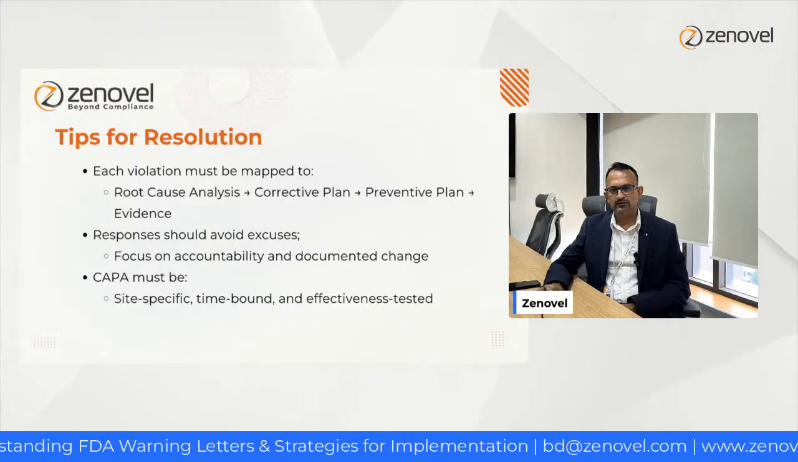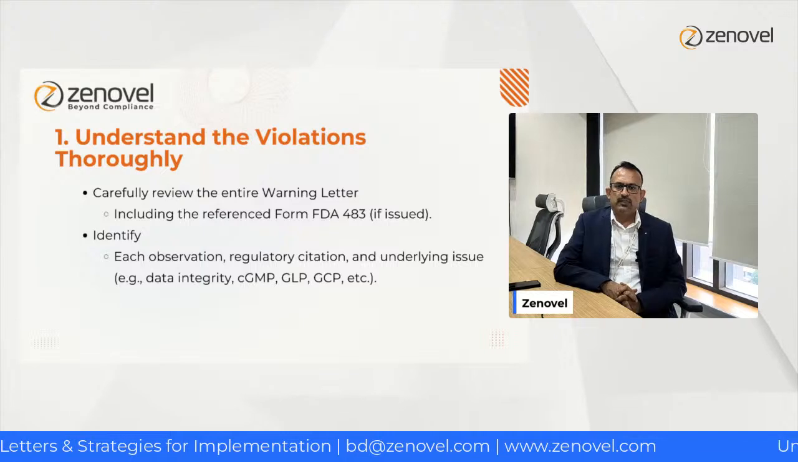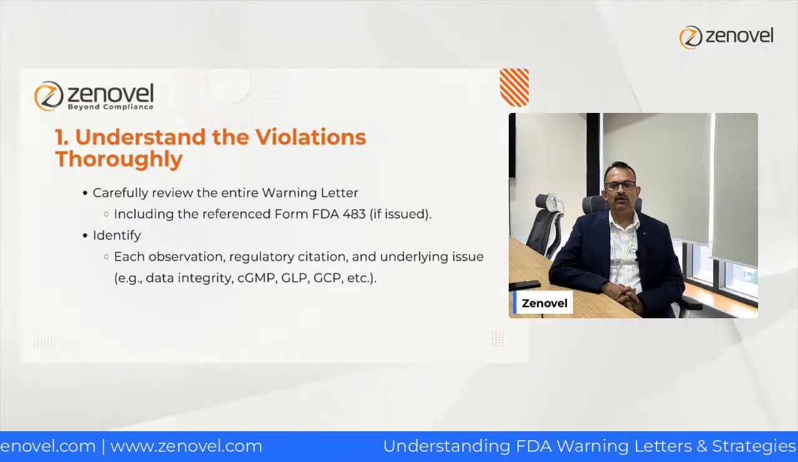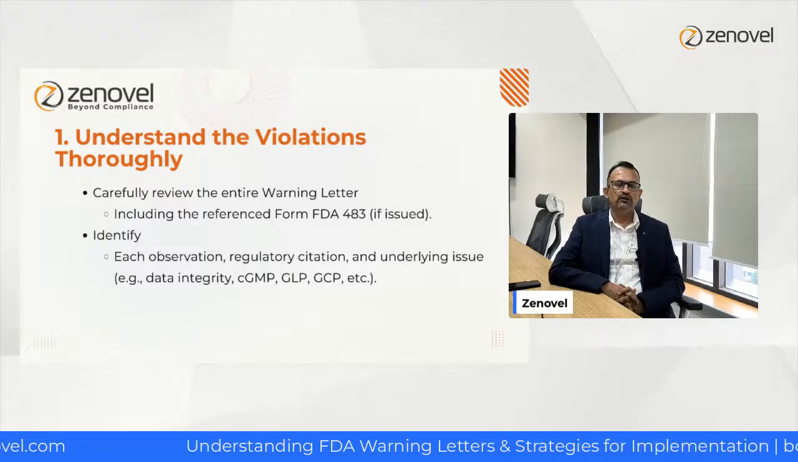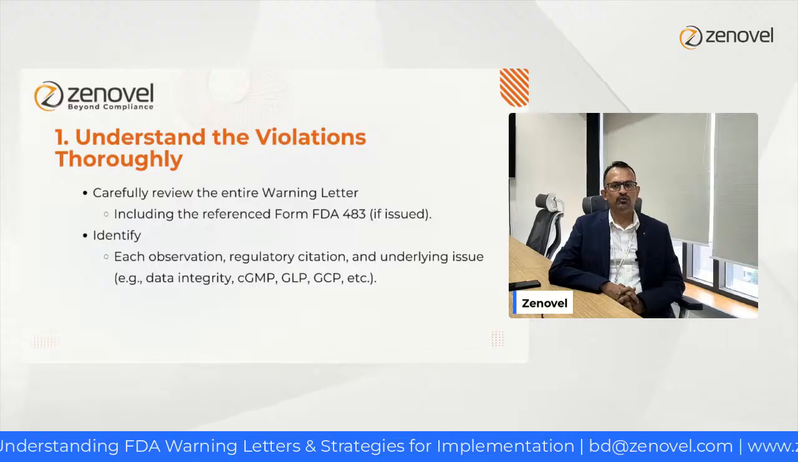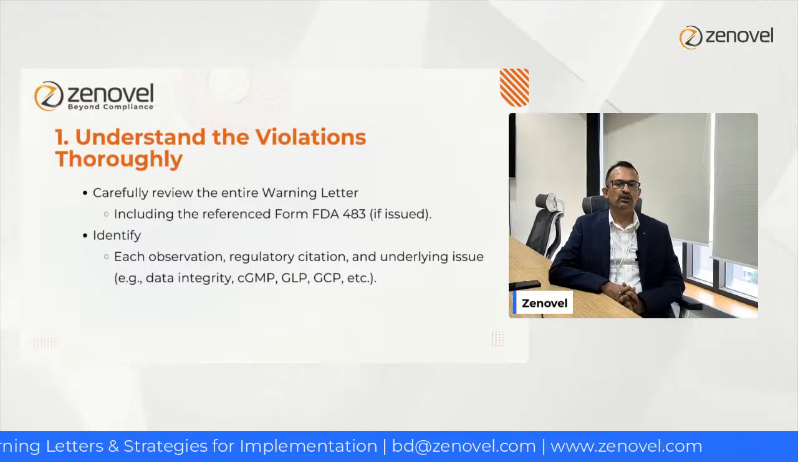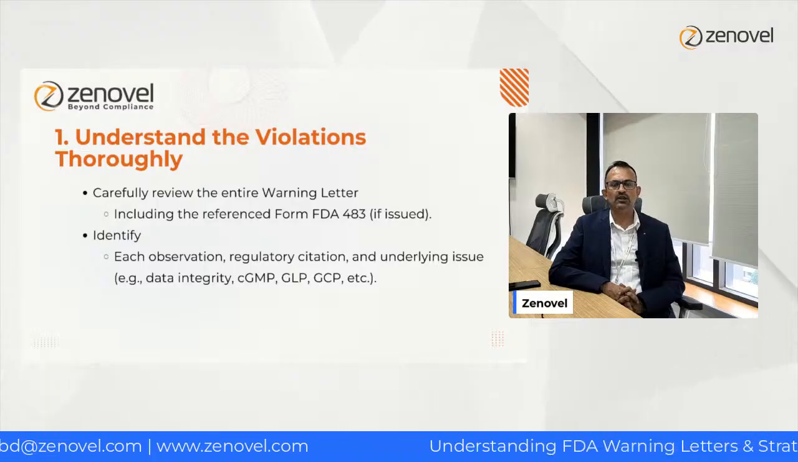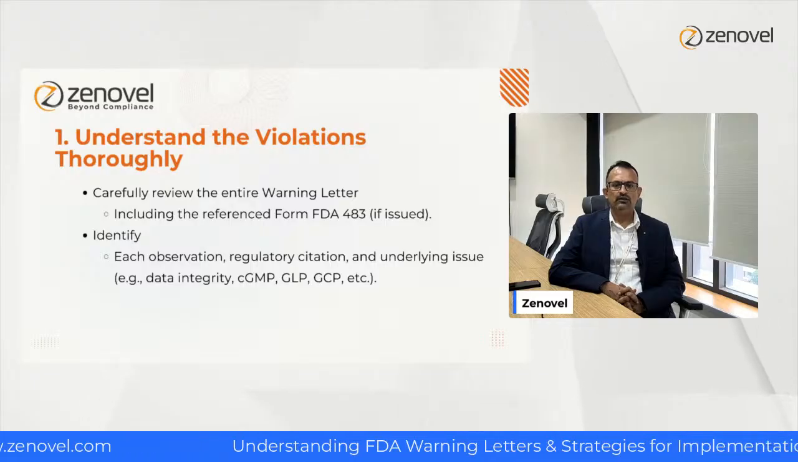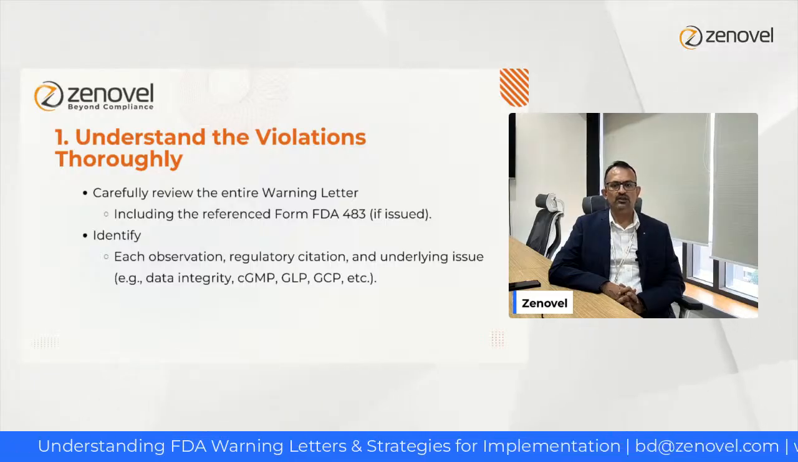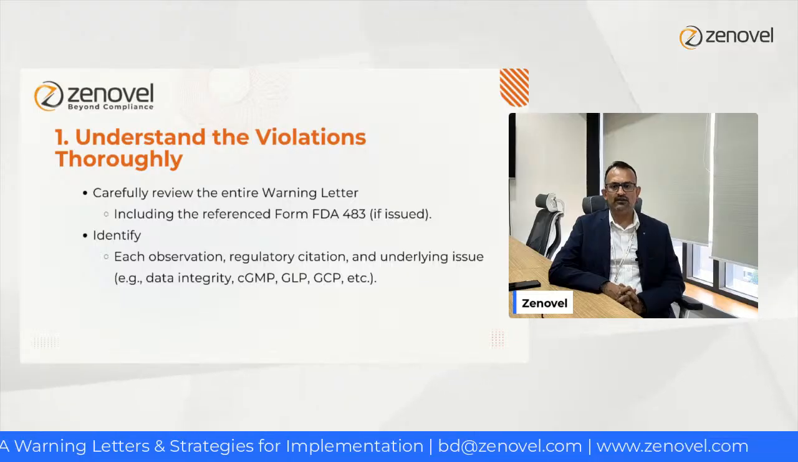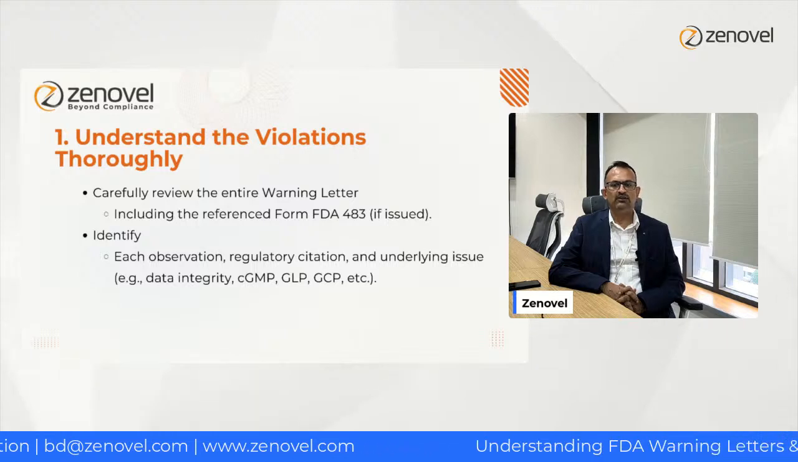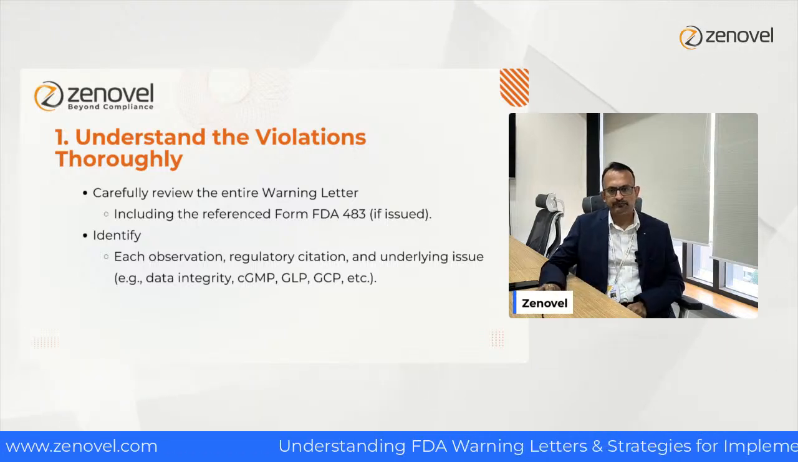Sure, Rakesh. So let's start with step one. It is very important to understand the violations thoroughly. For that, we have to carefully review the entire warning letter, including each and every observation in detail. We have to read each observation many times to understand it. Then the second step is to identify each observation's regulatory citation and underlying issues, for example data integrity, GMP, GLP, and GCP, etc.